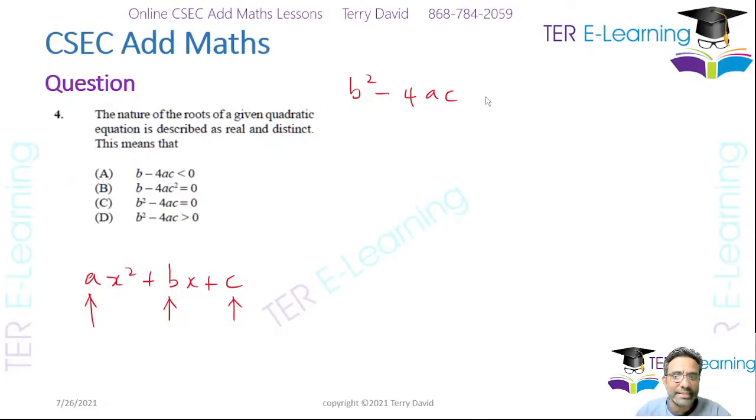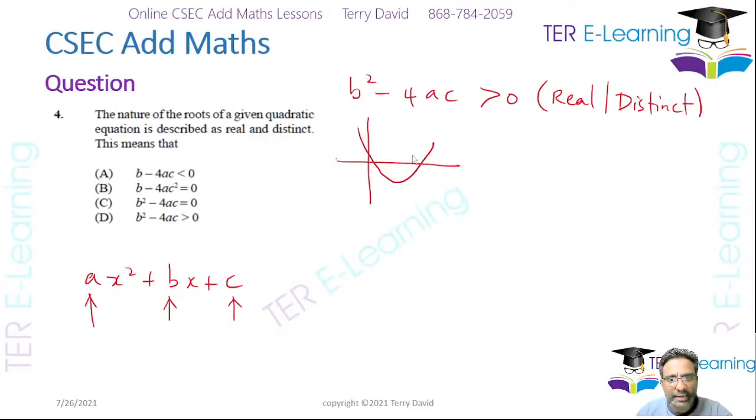Let's do the greater than first. If it's greater than 0, then we're going to have real and distinct roots. That's what that is. Graphically, what that means is that if I were to draw a graph, that graph will look like this. This will be one root, and this will be a second root. So I have two roots, and those roots are real.